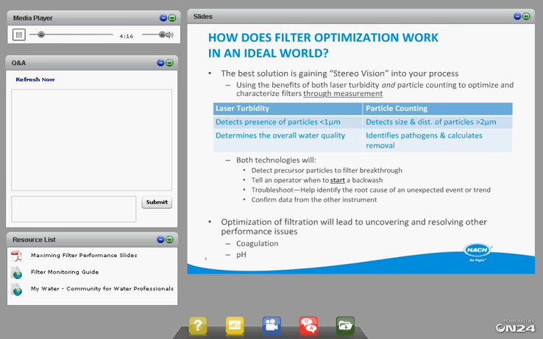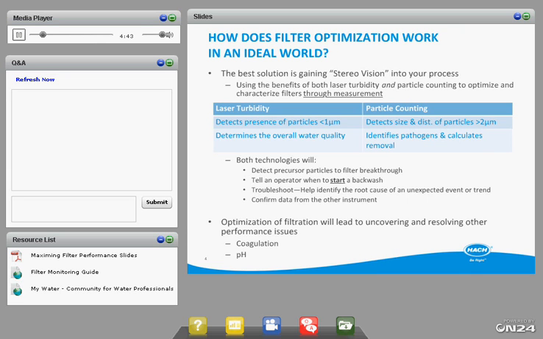With laser turbidity, we can detect the presence of submicron-sized particles. And of course, as with all turbidity, laser turbidity determines the overall quality of water. Particle counting, however, is a little bit different. Particle counting detects the size and distribution of particles that are greater than 2 micron in size. This is the case in drinking water specific particle counters.